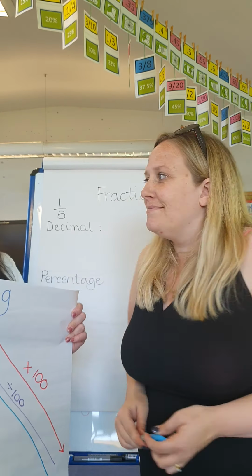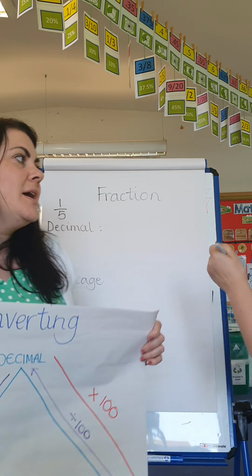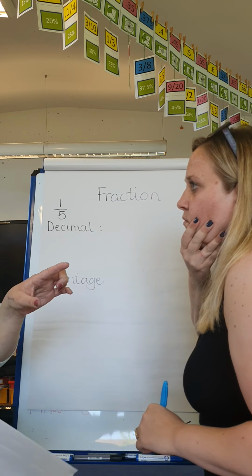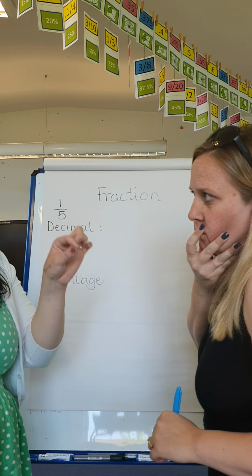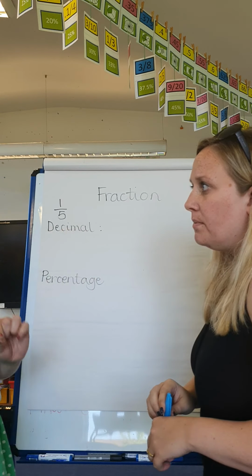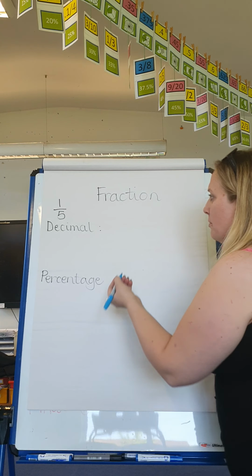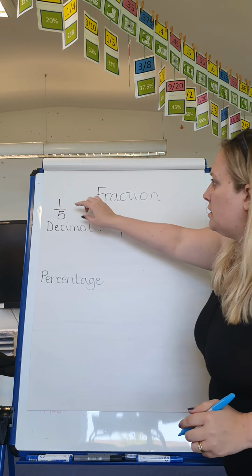Right, fifth. So I've got the fraction, and I need to turn it into a decimal. Fraction to a decimal. I need to divide my numerator by my denominator. Now this is where some of them get in a bit of a pickle, because normally, unless it's an improper fraction, your denominator is higher than your numerator. That's why we're using our terminology, isn't it? Denominator and numerator.